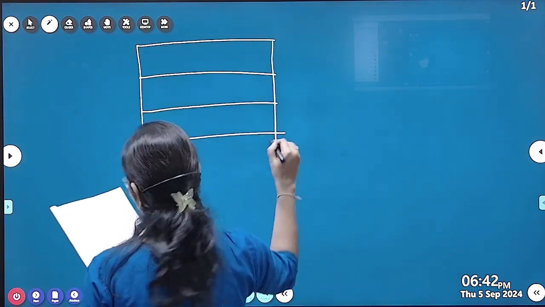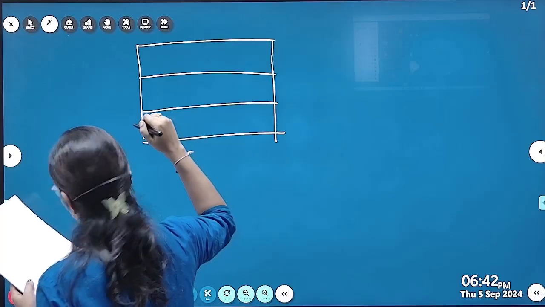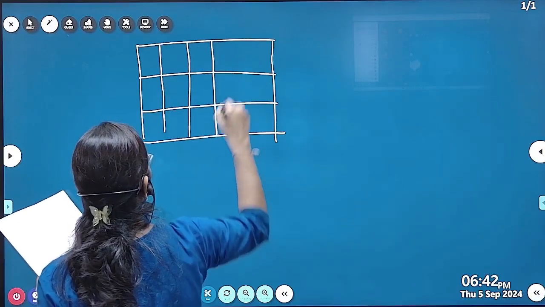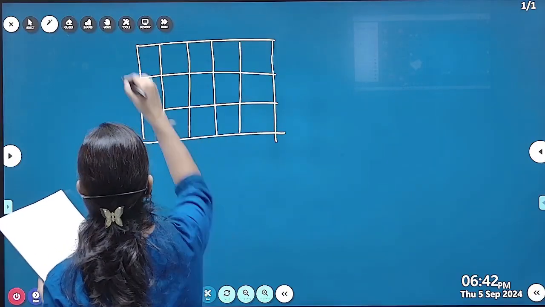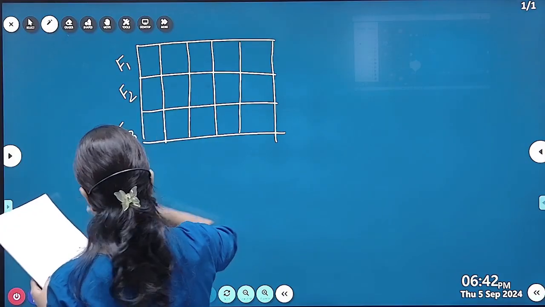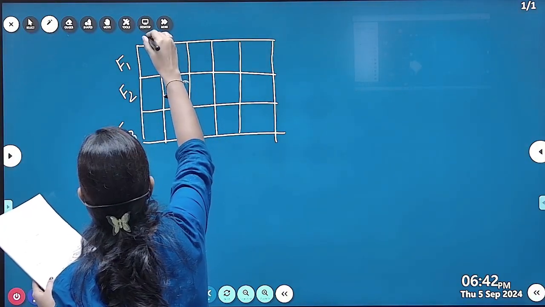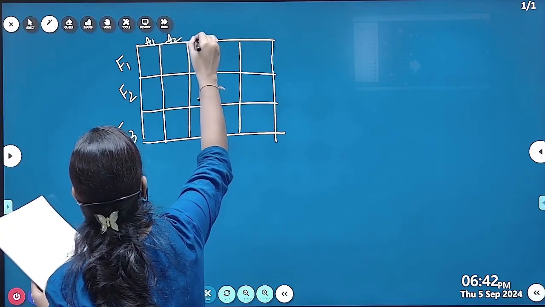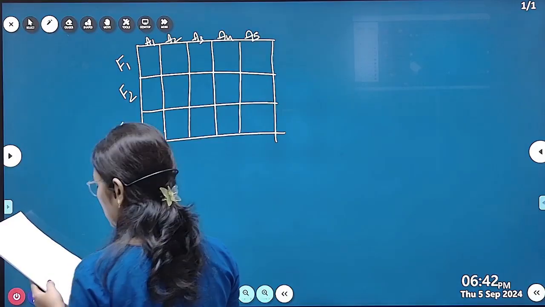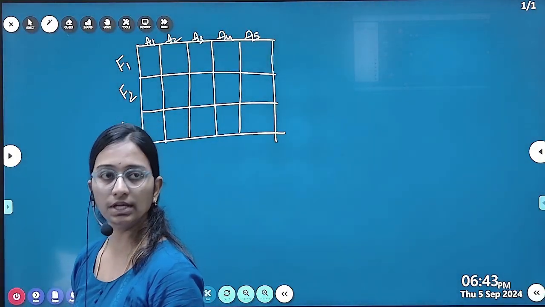So pay attention to this question. This is somewhat typical. The question is telling F1, F2, F3 and A1, A2, A3, A4, A5. In the exam you will get a question like this only. You need to frame the matrix by looking at that question. Okay.